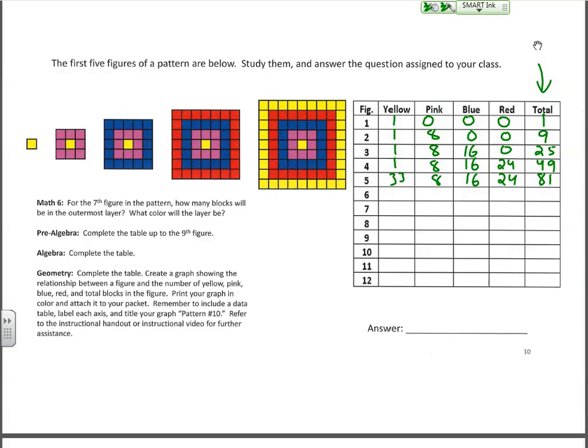So remembering that only one color changes in each figure and being able to calculate that total with such a distinct pattern makes this a little more manageable than perhaps it first looks. And your job, algebra, is to complete the table all the way down through figure 12.